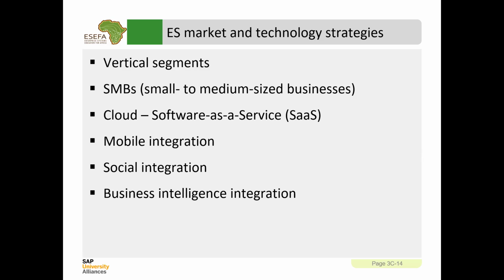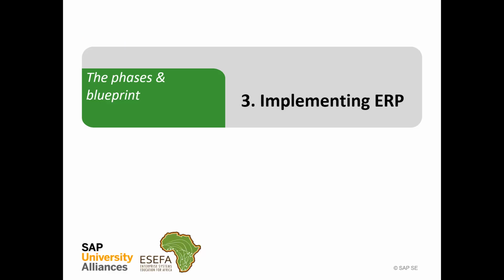There's mobile integration and social media integration. Mobile integration means it can run on mobile phones, and you can communicate with your mobile phones. Also, as I said, there is feedback from social media, and there is business intelligence integration. So these are the technologies involved, and also the strategy for a typical ES market.